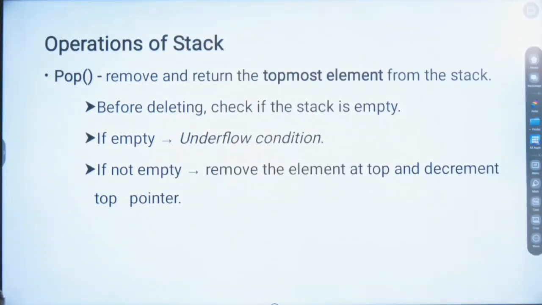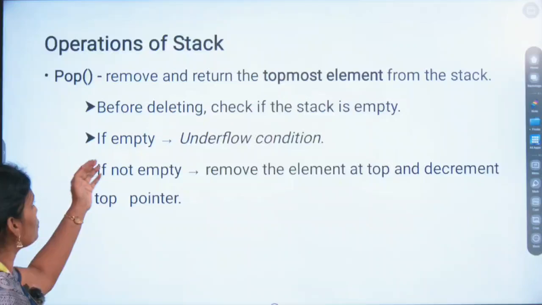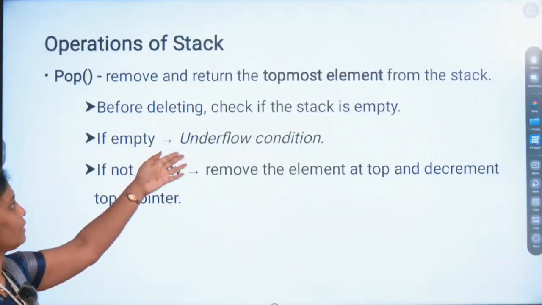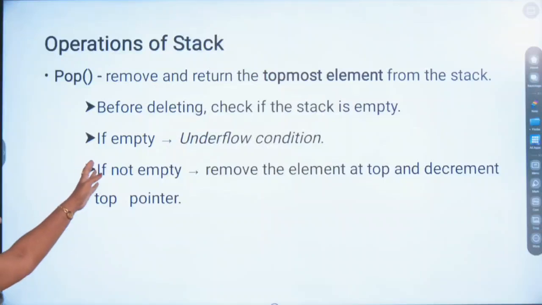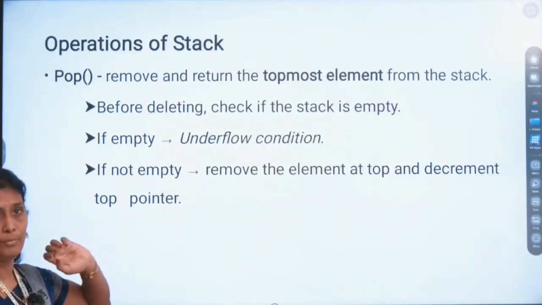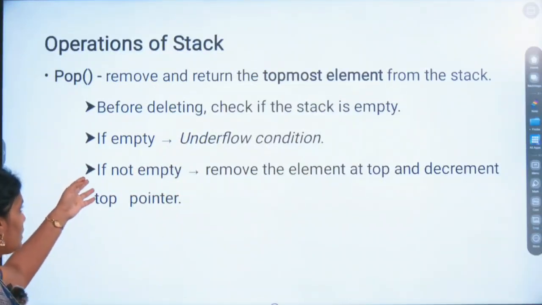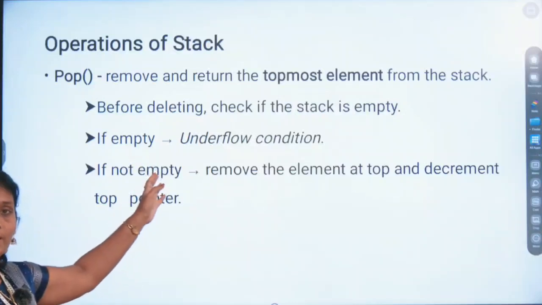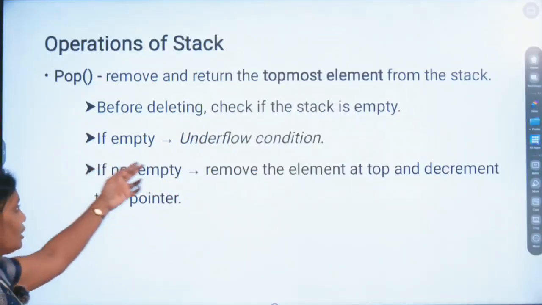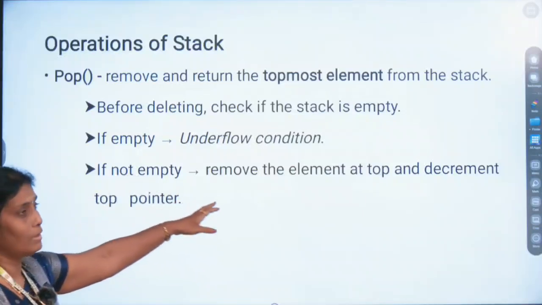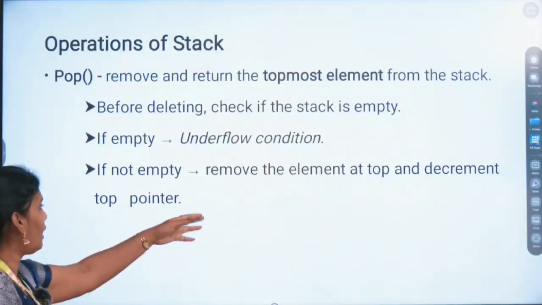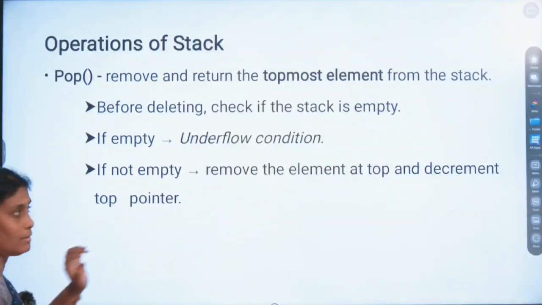So the next function is the pop function. The pop function is used to remove and return the topmost element from the stack. Before deleting an element from the stack, again you need to check if the stack is empty or not. If the stack is empty and you try to delete an element from the stack, the underflow condition will occur. If the stack is not empty, then you can remove the element at the top and the top pointer will get decremented.